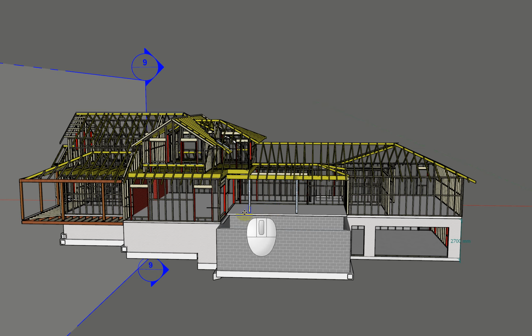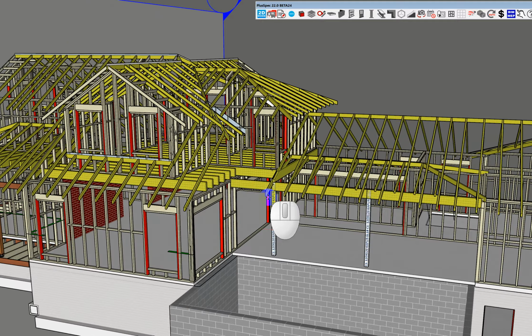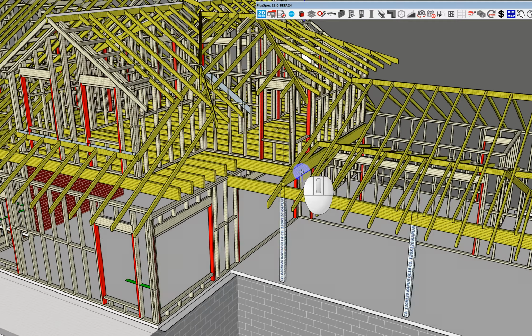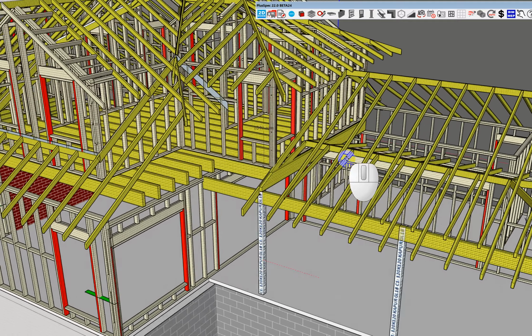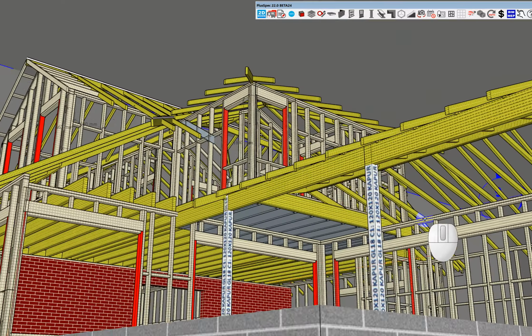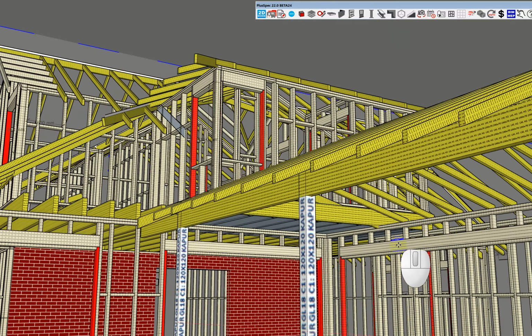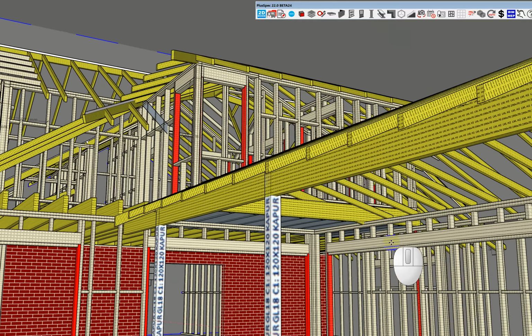Hey guys, just trying to explain to you what's going on here. What I've done is I moved this post to line it up so I could get this beam through. Because you have a rake ceiling here, the rake ceiling needs to bear on that big opening over top of the window. So this lintel here is going to be quite important.